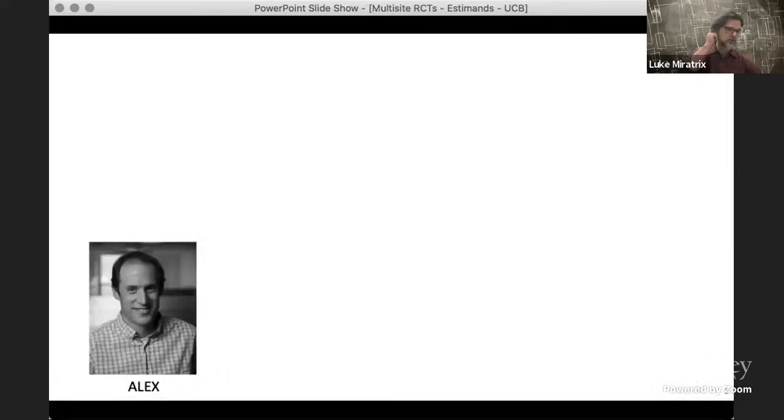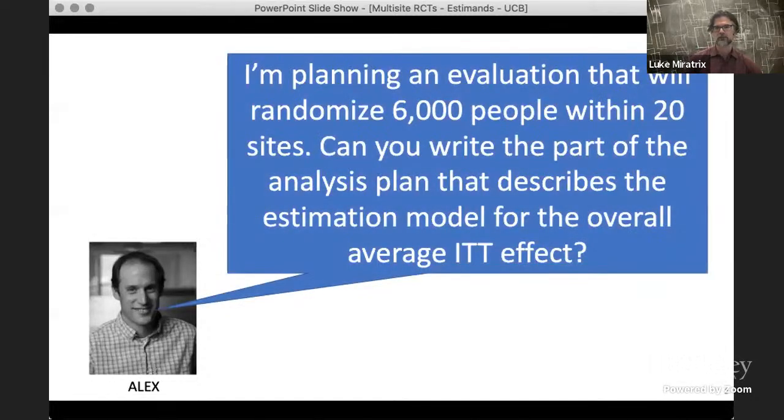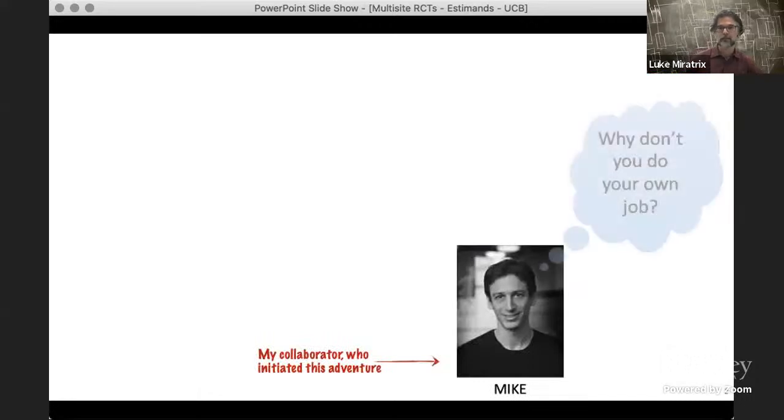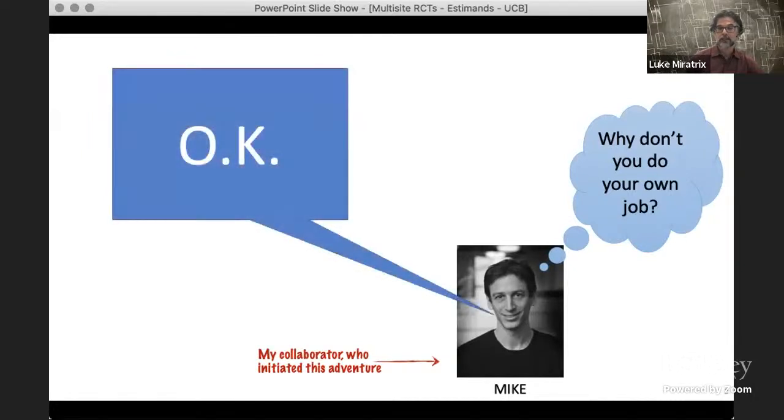There's a little story that Mike put together about setting the stage, which I like, so I'll go through. Mike's collaborator, Alex, comes to Mike and says, I'm planning an evaluation that'll randomize 6,000 people within 20 sites. Alex works in early college, like community colleges. Can you write the part of the analysis plan that describes the estimation model for the overall average ITT, intention to treat effect? And Mike, who's my collaborator, probably thinks something like, why don't you do your own job? But he goes, okay, he likes to help.